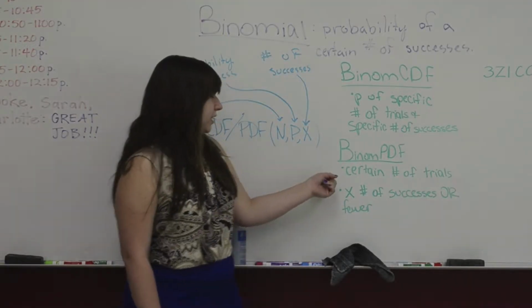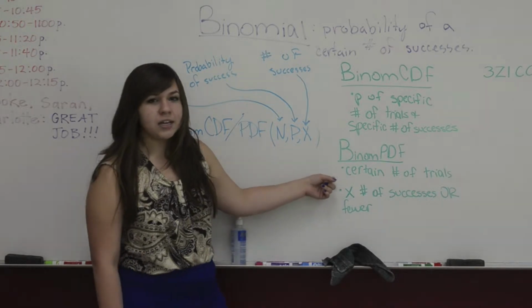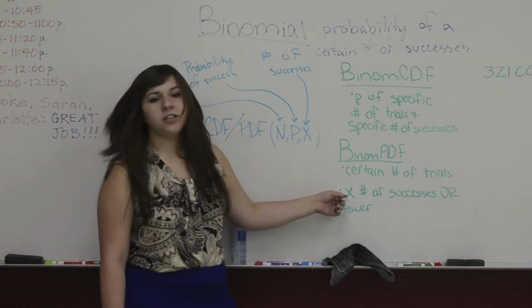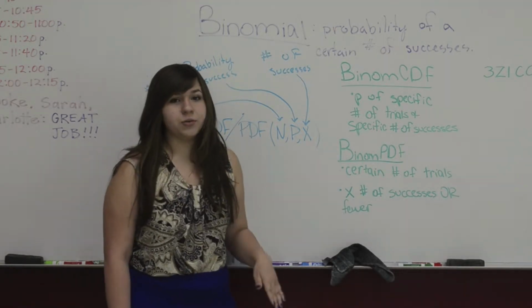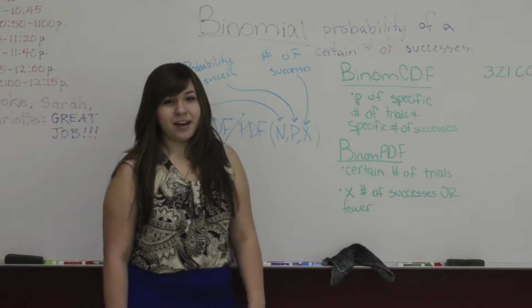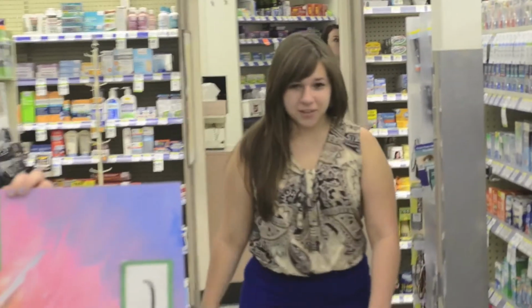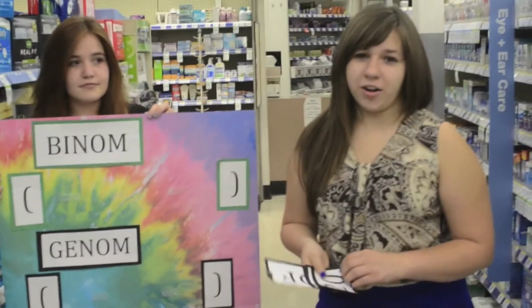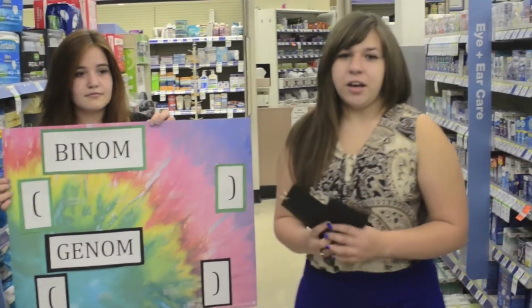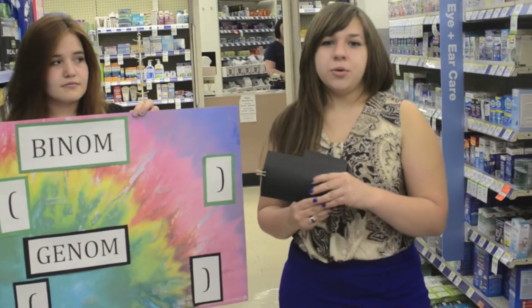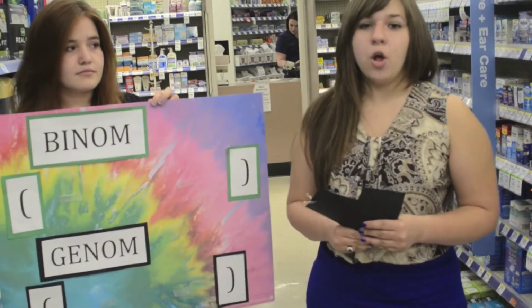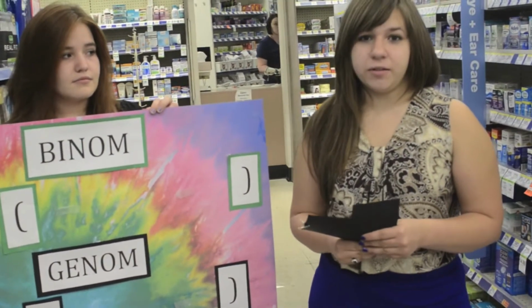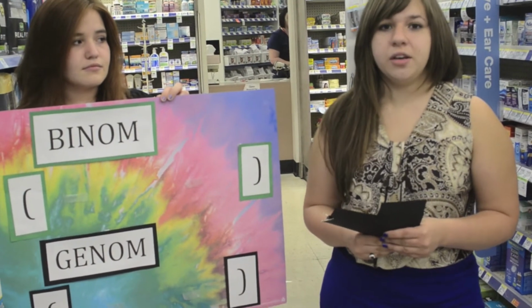To use binompdf, you have a certain number of trials and you have a certain number of successes or fewer. Now let's see an example of that. 45% of people who have symptoms for an eye infection do not go see a doctor immediately. If we have 20 random people who have symptoms for an eye infection, what is the probability that 7 of those people will not see a doctor immediately?